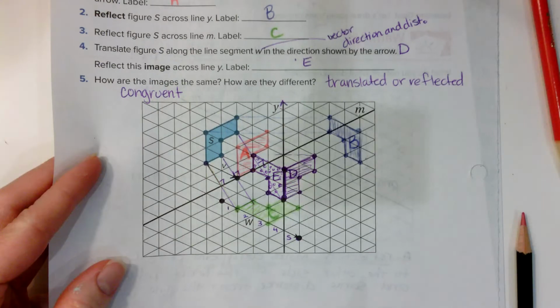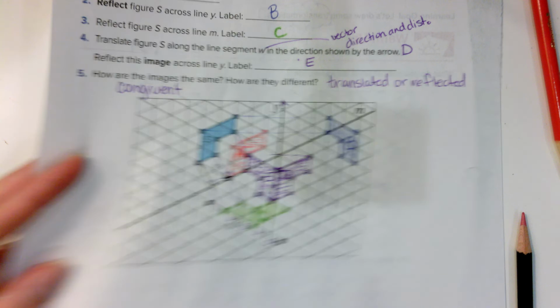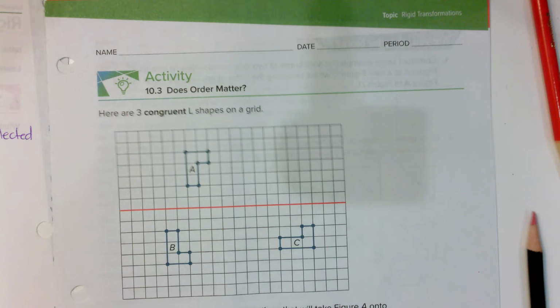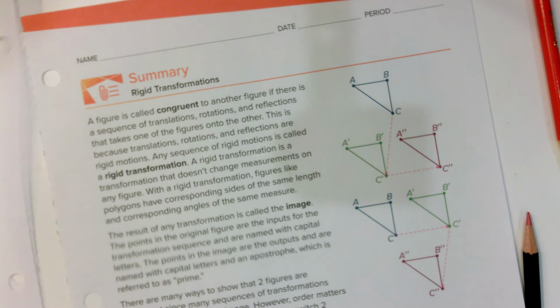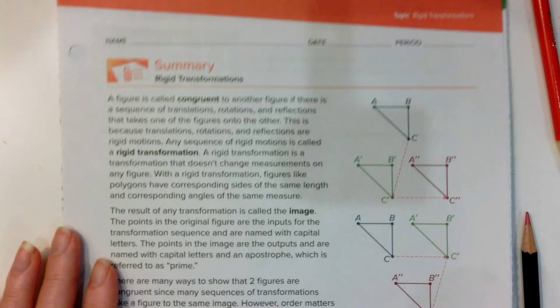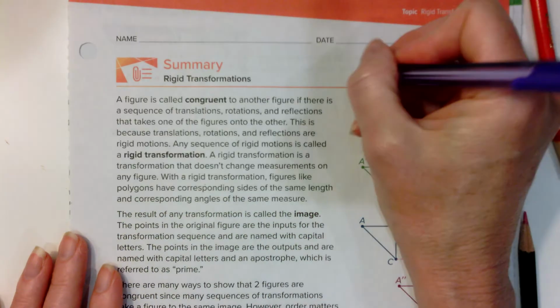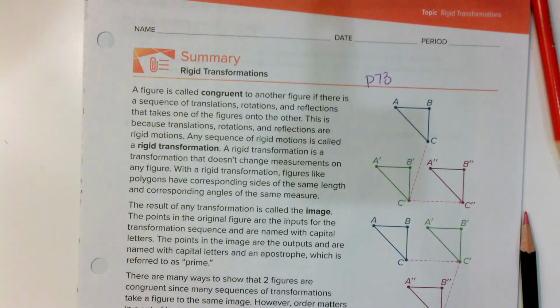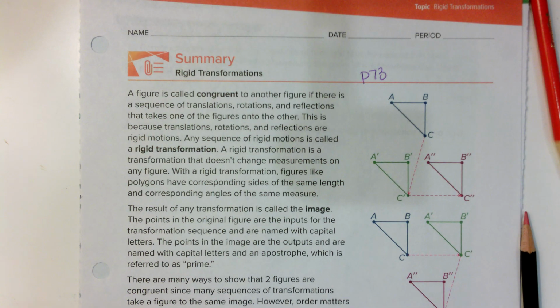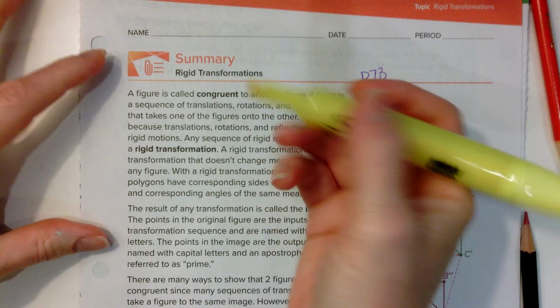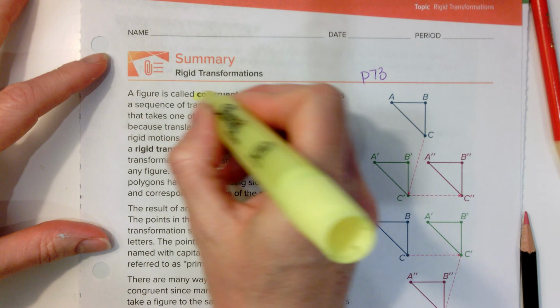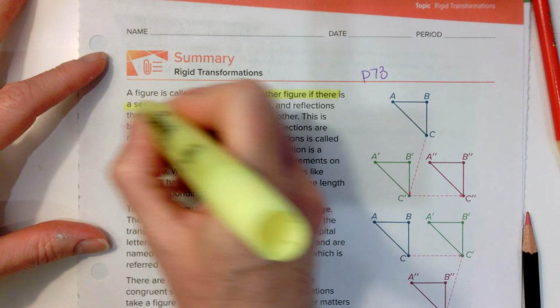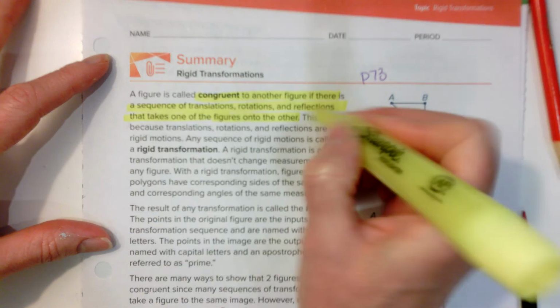So activity 10.3, you and I are going to look at in class, this page right here. So go ahead and flip again to page 73, which is our summary. I want to highlight a few items. So this is page 73 that we're going to talk about in Zoom. So first of all, the actual definition of congruence. This is going to come up and it's important. A figure is called congruent to another figure if there's a sequence of translations, rotations, or reflections that take one of the figures onto the other.